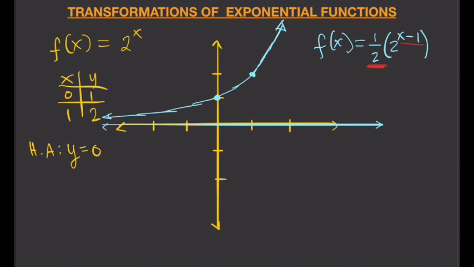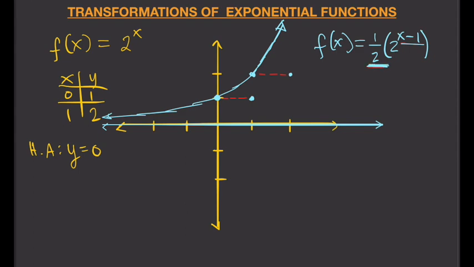So you look at the exponent, you have x minus 1. That means we will move 1 unit to the right. So that means that this point will move 1 unit to the right. So that's supposed to be here, right? And then this point will move 1 unit also to the right, and that's supposed to be here. But we're not done yet. We have a 1/2 that we need to take into account.